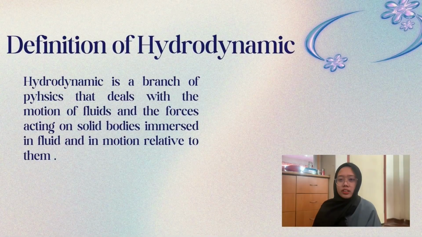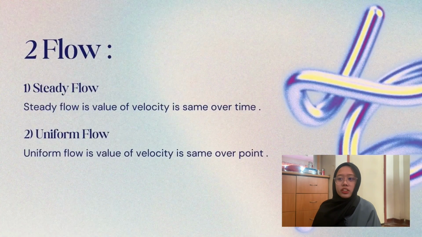Today, I will present about hydrodynamic. What is hydrodynamic? Hydrodynamic is a branch of physics that deals with the motion of fluid and the force acting on fluid bodies immersed in fluid and in motion relative to them. Hydrodynamic has two flows, which are steady flow and uniform flow. Steady flow is when the value of velocity is the same over time. Meanwhile, uniform flow is when the value of velocity is the same over point.